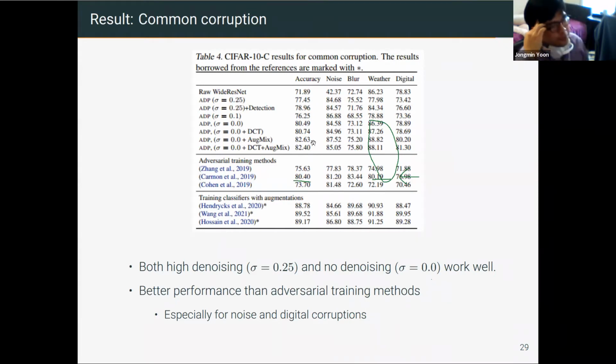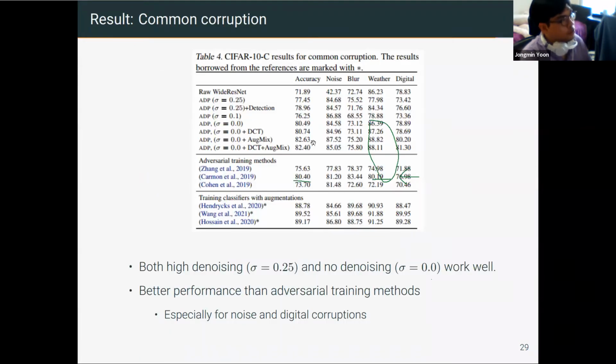works well for both high denoising and no denoising cases, and it shows slightly better performance than the adversary training method because our work is specialized for purifying noise and digital corruptions. Common corruption includes noise and digital corruption, and these are fully purified according to our approach.